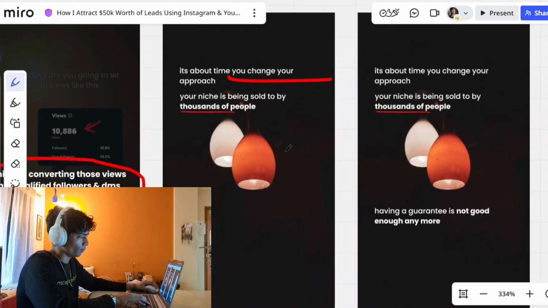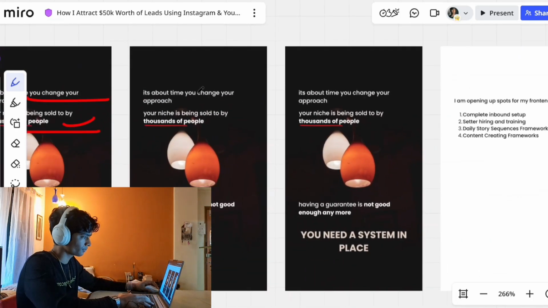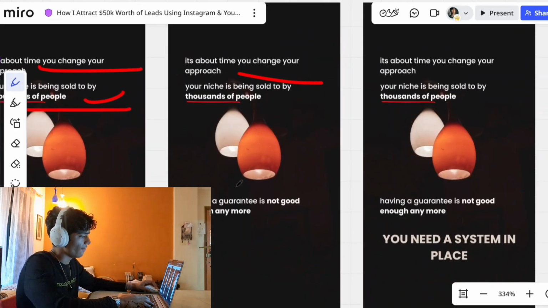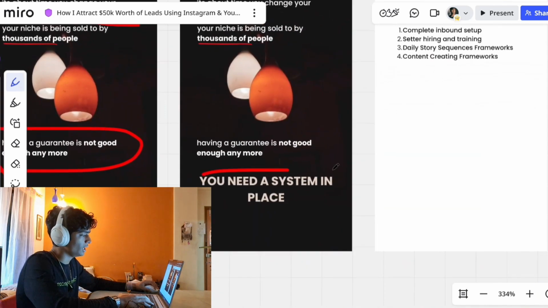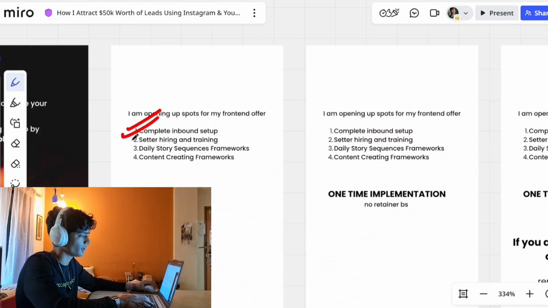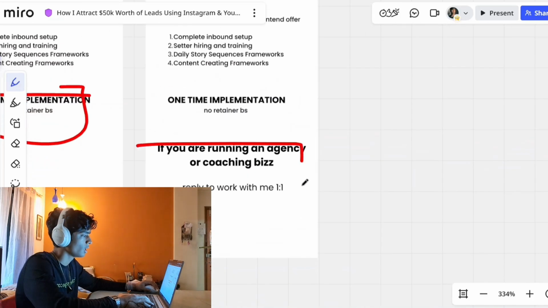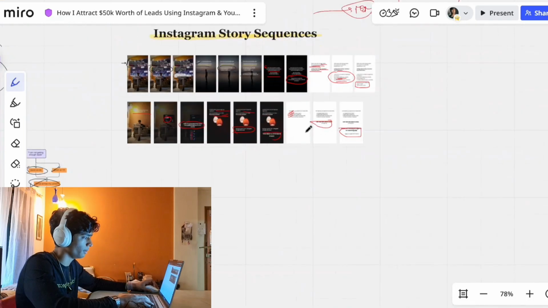It's about time you change your approach. Your niche is sold to by thousands of people, which is obviously true. It's about time you change your approach. Having a guarantee is not good enough anymore. You need a system in place. I'm opening up spots for my front end of a complete inbound setup, setter hiring and training, daily story sequences, content creation framework, one-time implementation, no retainer fee. If you're running an agency or coaching business, reply to work with me one-on-one.